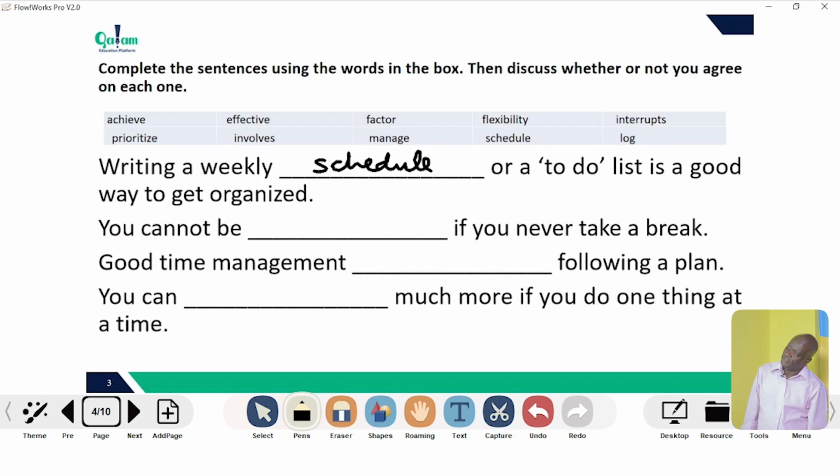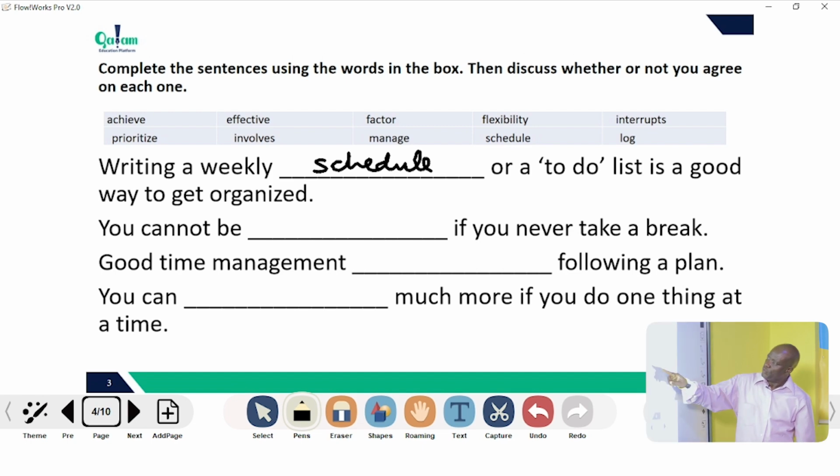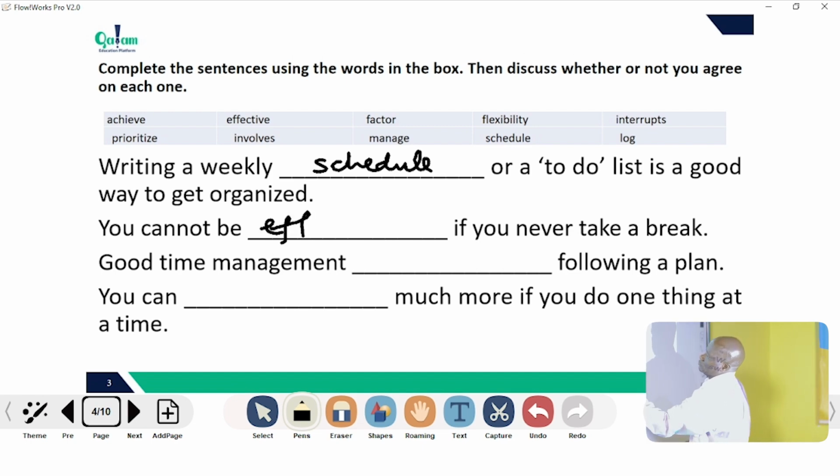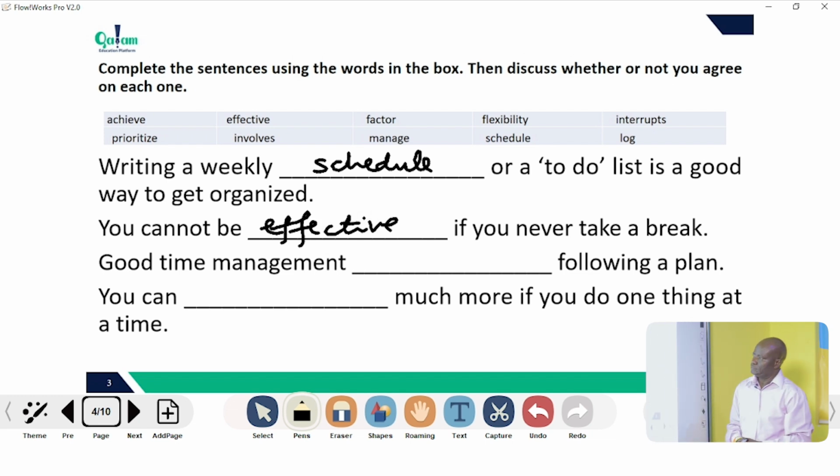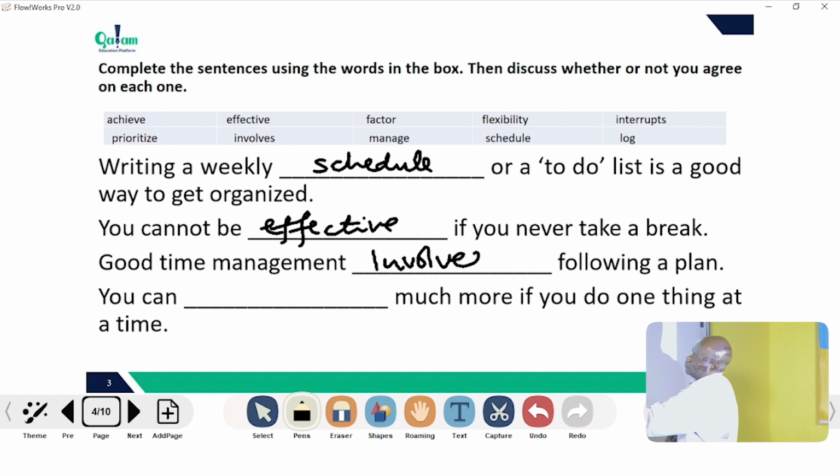You cannot be dash if you never take a break. Yes, you cannot be effective. Then good time management involves, and the rest you do them on your own. Okay.